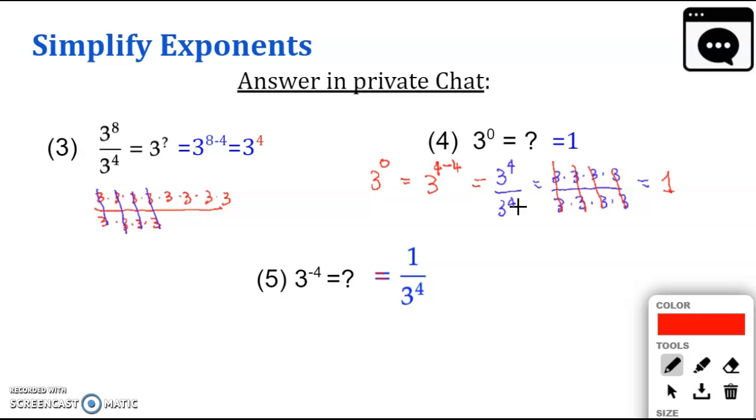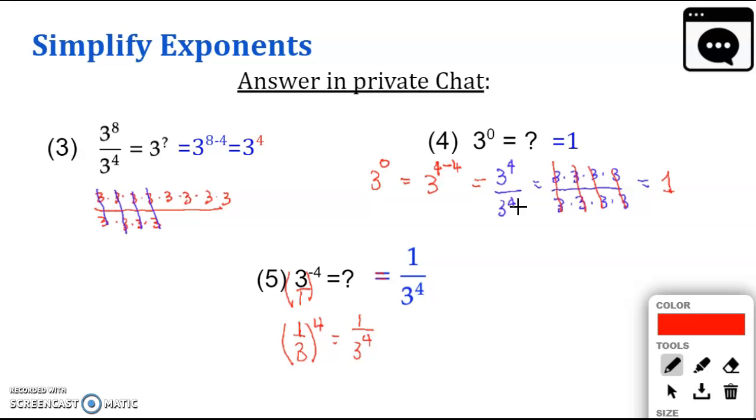Another way of thinking about this is that 3 is the same as 3 over 1. To get rid of the negative exponent, you flip whatever the number is over. 3 over 1 is the same as 1 over 3. So we've just taken care of the negative part of the exponent. Now we just need to raise it to the power of 4. This is the same as 1 to the power of 4, which is 1, over 3 to the power of 4, which is the same thing.